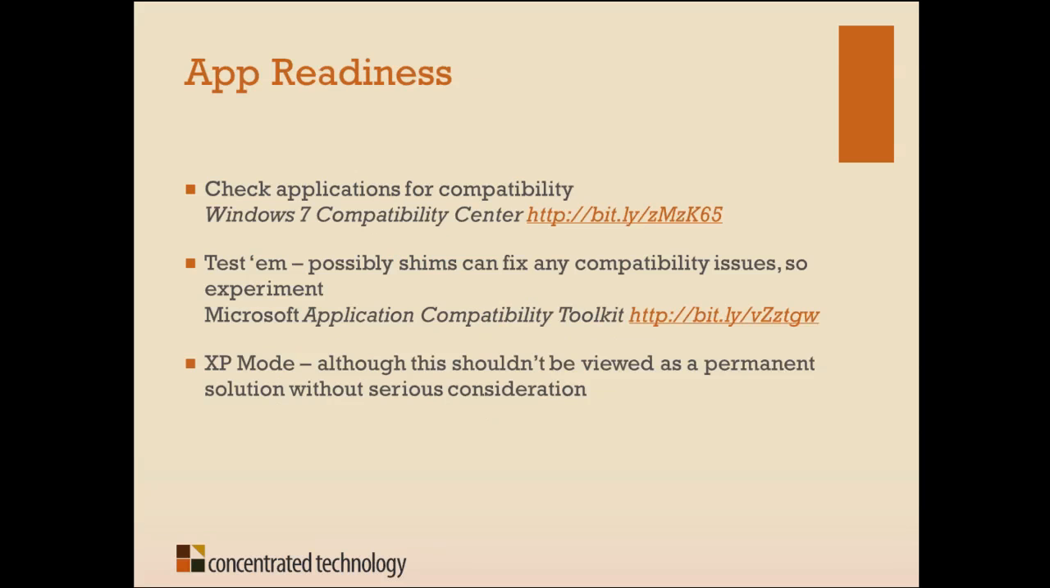Now, on the next slide, I do have a few resources for app readiness. One of the first things you can check is the Windows 7 Compatibility Center. I gave you a URL for that. That lists, I'm not going to call it comprehensive, but for the first-tier vendor software applications, you should be able to find a lot of them there, and that will tell you what version is compatible. Obviously, testing. And Microsoft offers an Application Compatibility Toolkit so that you can identify compatibility issues and possibly develop the shims necessary to make those applications compatible with Windows 7.